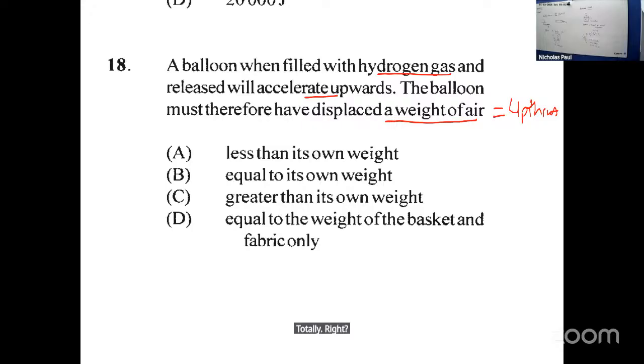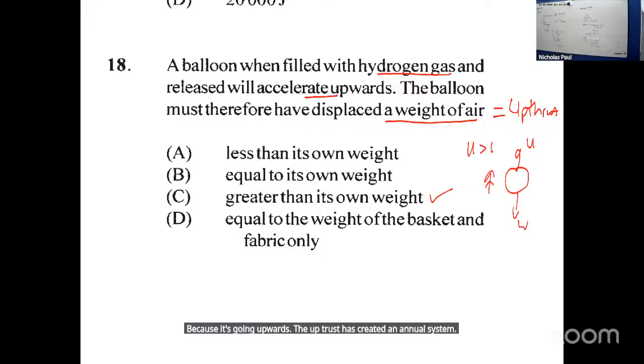Right, so yes, most of you all said C. That's correct. Because the balloon has an upthrust acting and a weight. And because it's going upwards, the upthrust is greater than the weight. All right. So yes, your answer is C. Very good.